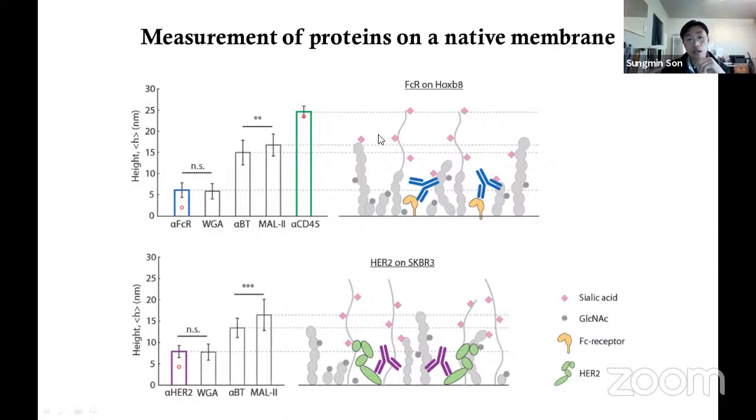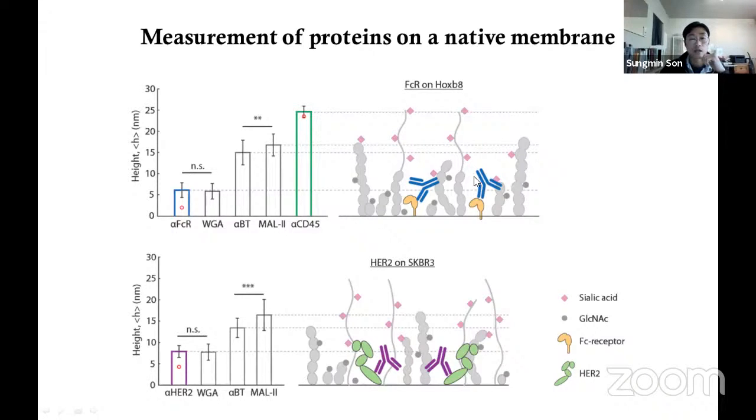On the other hand, in these macrophage progenitor cells, HOXB8, the height of Fc receptor was significantly smaller than the average protein height. So now it starts to give a picture of what this membrane surface looks like. There can be a specific tall protein such as CD45 that can be physically segregated, while this Fc receptor is trying hard to overcome the average protein height and establish an interface with the shorter gap.